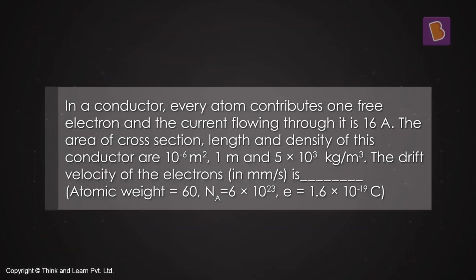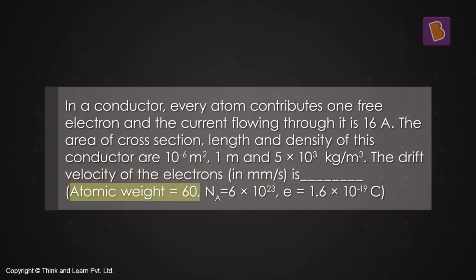So in this question, there's a conductor, and it is said that each atom of this conductor is contributing just 1 free electron for motion, for the current to flow. The area of cross section is given, the current flowing is given, so I is given to me. The length of this conductor is given to me. The density of this conductor is given to me. And the drift velocity of the electrons in millimeter per second is what I have to find out.